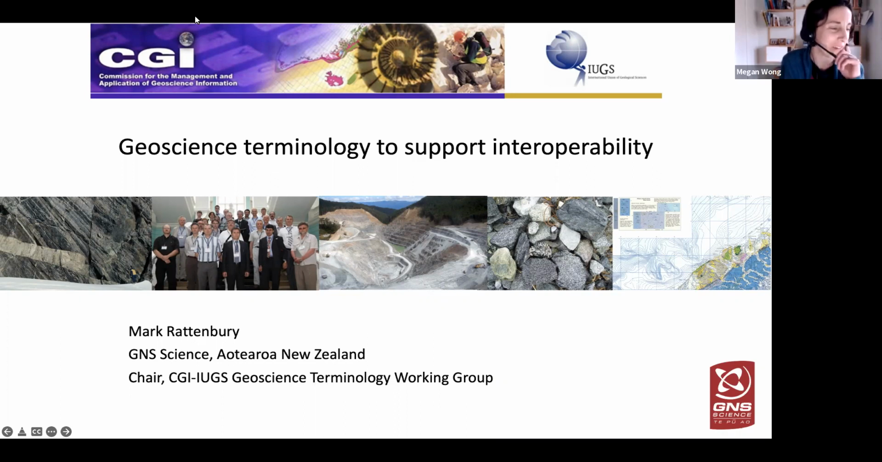So we've got Mark Rattenbury here. He's a geologist and program leader from GNS Science. He's the chair of the CGI-IUGS Geoscience Terminology Working Group. And he's chatting with us about geoscience terminology, how it supports interoperability. And he's focusing on the CGI vocabularies to support the logical data transfer model of GeoSciML and its sister Earth Resource ML logical data model. And he'll be focusing on how geology data interoperability is sustained and governed in particular.